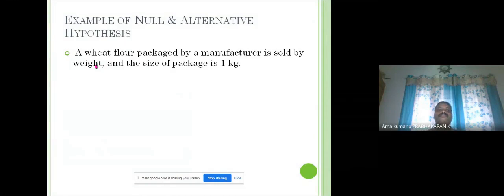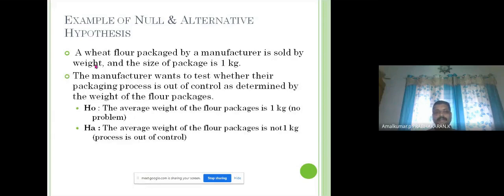Here, a wheat flour is packaged by a manufacturer. The manufacturer focuses on packaging the wheat flour, and it is sold by weight. The size of each package is 1 kg. The manufacturer wants to know whether their packaging process is out of control, as determined by the weight of the flour packages.